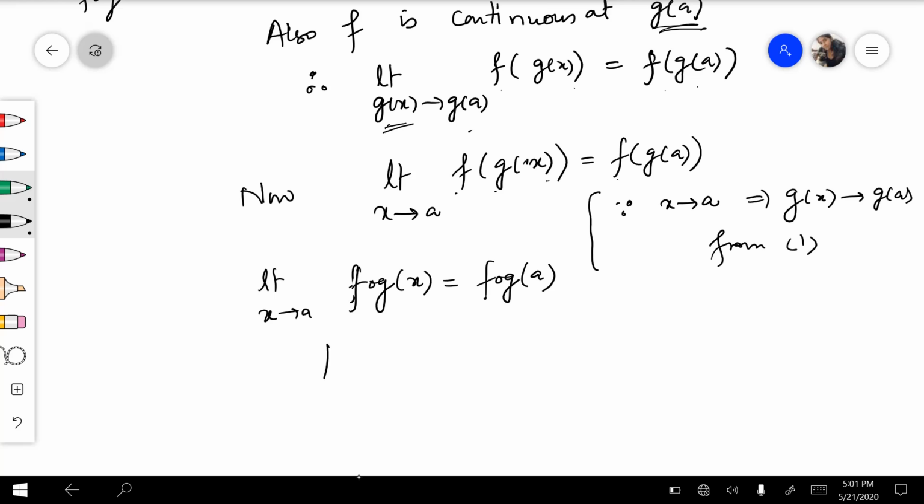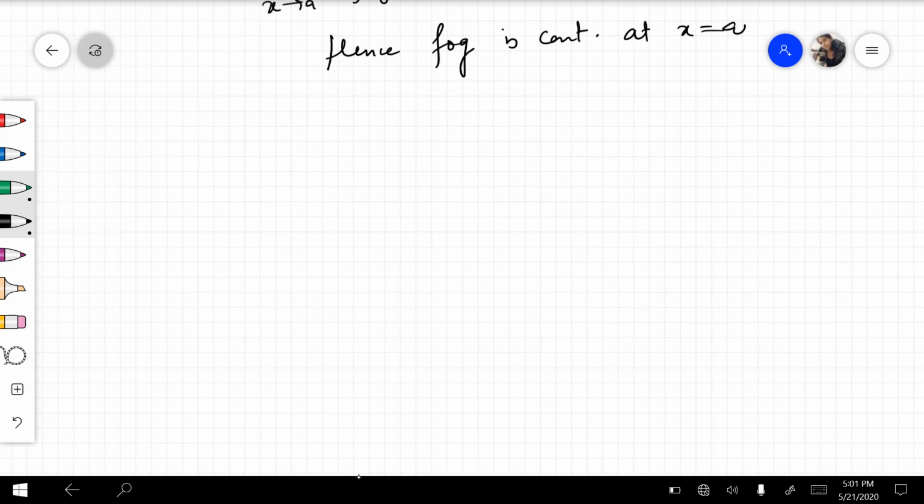Hence, fog is continuous at x equals a. In short, अगर दो फंक्शन कंटिन्यूस हैं उनका कंपोजिशन भी कंटिन्यूस होता है. चलिए कुछ एग्जांपल्स करेंगे इस प्रॉपर्टी के ऊपर बेस्ड.